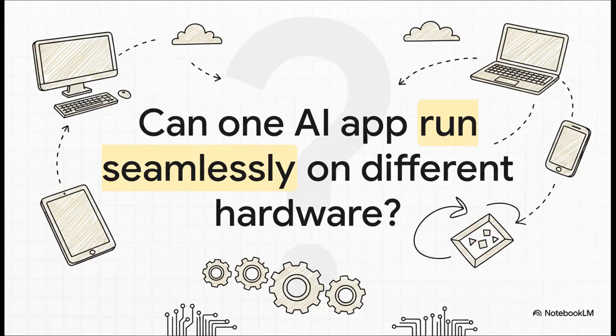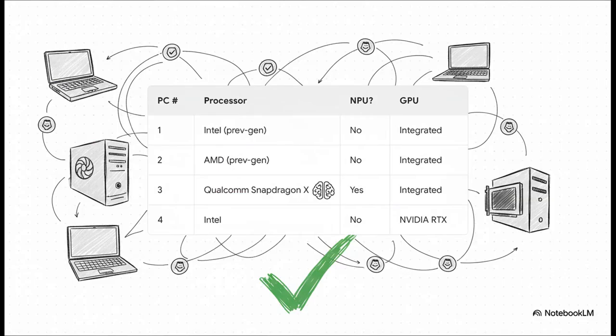This is the million-dollar question. Could they really take the exact same application package, no tweaks, no changes, no recompiling, and have it just run on a bunch of completely different computers? And the answer was a resounding yes. Just look at this lineup. They tested a single app on 4 totally different machines, a standard Intel laptop from a couple years ago, an older AMD machine, a brand new Qualcomm PC with that dedicated NPU, and even a high-end PC with a powerful NVIDIA graphics card. The same app package just worked on all of them, flawlessly.